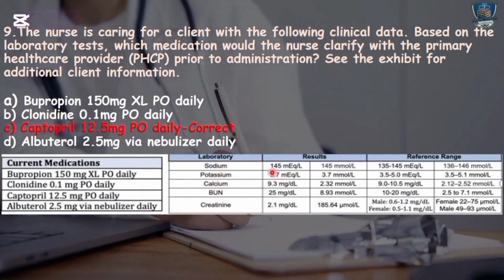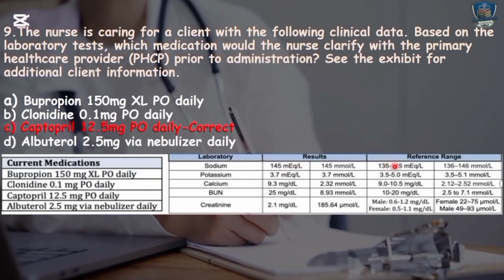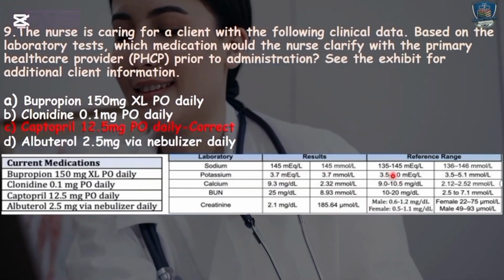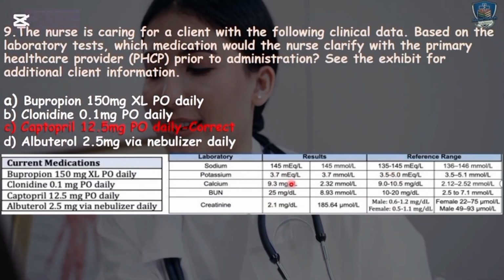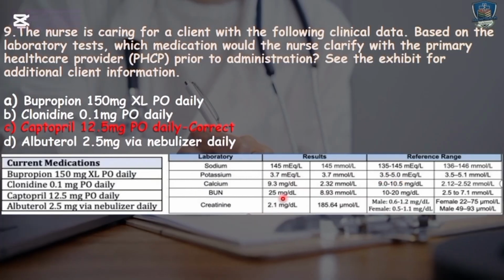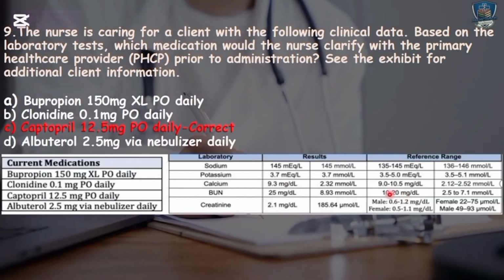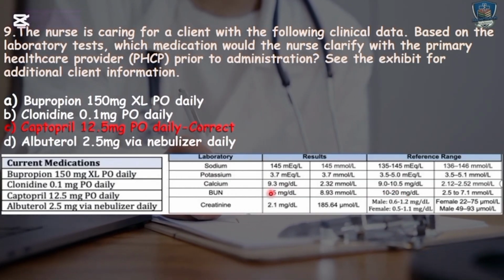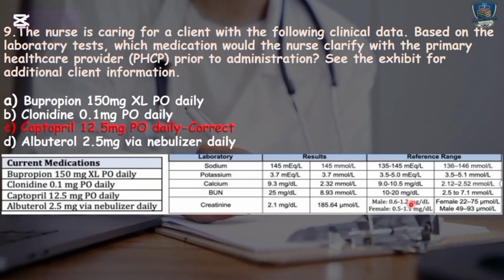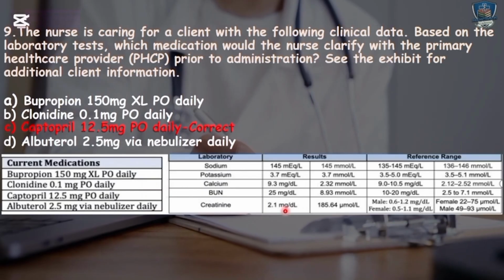So amongst the values, you have got normal. The sodium level is normal, 145, within the normal range. The potassium is 3.7, within the normal range of 3.5 to 5. The calcium is within the normal range, 9.3, and normal is 9 to 10.5. The BUN is 25. The BUN is elevated; the normal is 10 to 20. So you've got an elevation of BUN. The creatinine is also 2.1 milligrams. It's highly elevated.